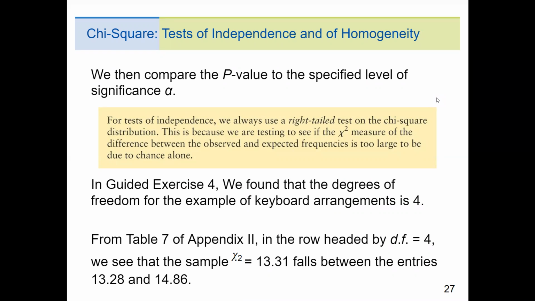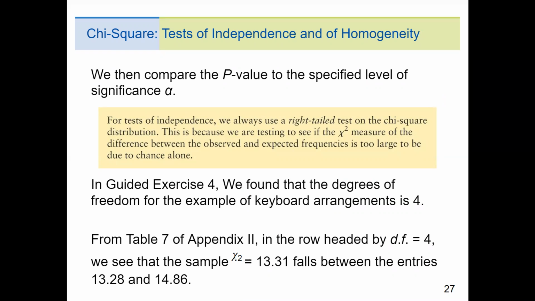For the test of independence, we always use a right-tailed test of the chi-square distribution. This is because we are testing to see if the chi-squared measure of the difference between the observed and the expected frequencies is too large to be due to chance alone.